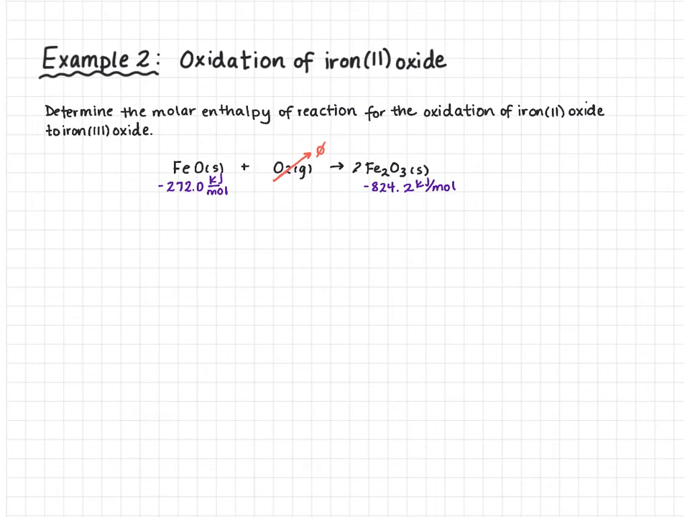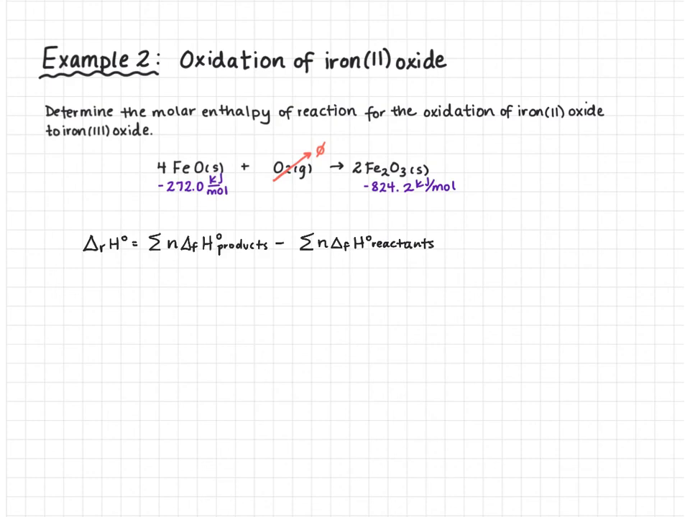We've got to balance this reaction before we can do our Hess's law math. We are going to do that by putting a 2 in front of iron(III) oxide and a 4 in front of iron(II) oxide, and that should be balanced. So we have 4 irons on both sides and 6 oxygens on both sides. Now we can do our math. Hess's law states that the enthalpy of reaction is equal to the sum of the coefficients multiplied by the enthalpies of formation of the products, minus the sum of the coefficients times the enthalpy of formation of the reactants.